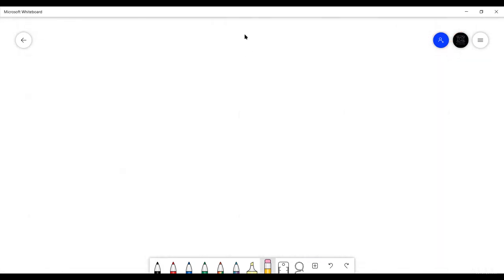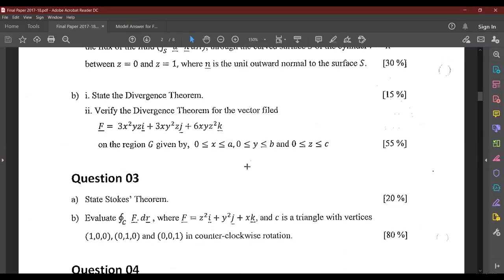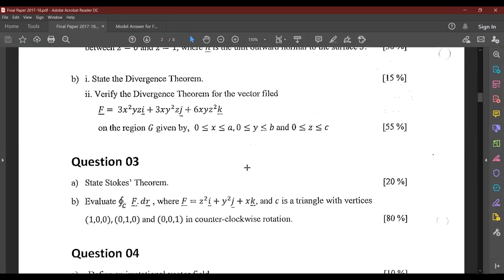So the next question, the third question, is from Stokes' law. In this case, you have to write the Stokes' law, right? After writing the Stokes' law, they are asking us a question like this. So they have said the integral of F into dr, where F is given and C is a triangle with vertices, right? And the direction is given to us as counterclockwise direction, right? We'll see.